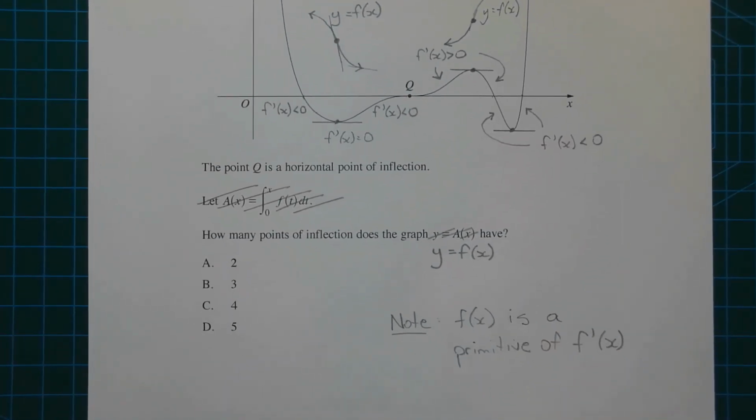As a side note, f of x is a primitive of f dash of x. We differentiate f of x to get f dash of x. But if we're given f dash of x, we integrate f dash of x to get back to f of x.